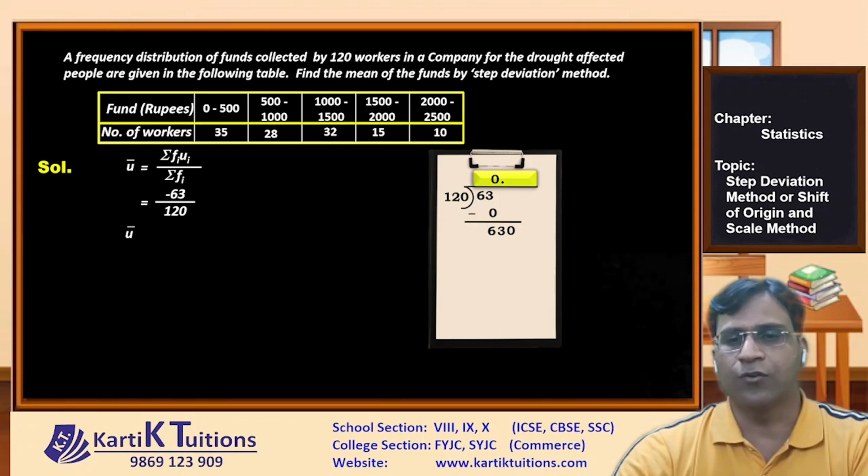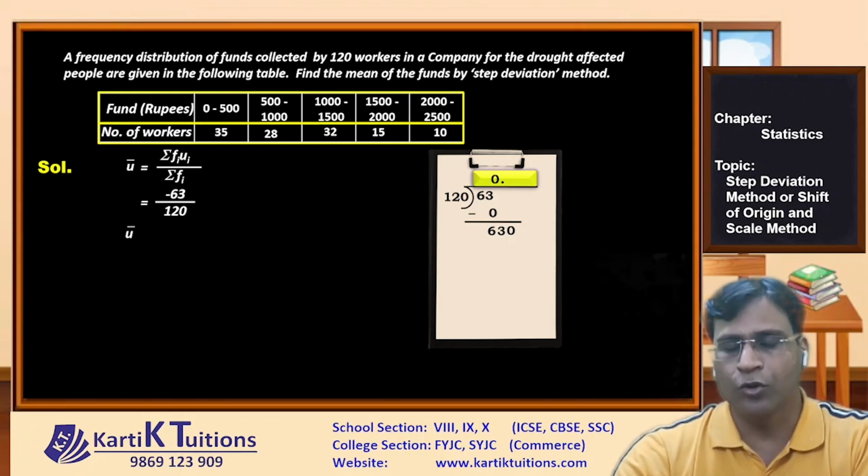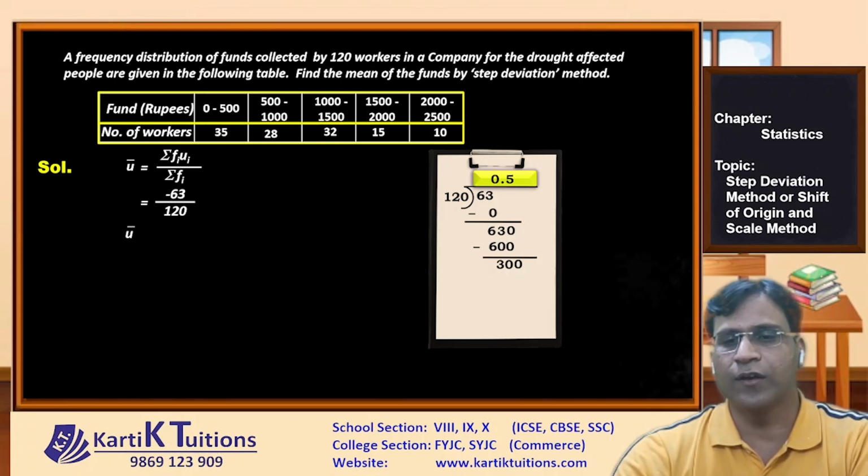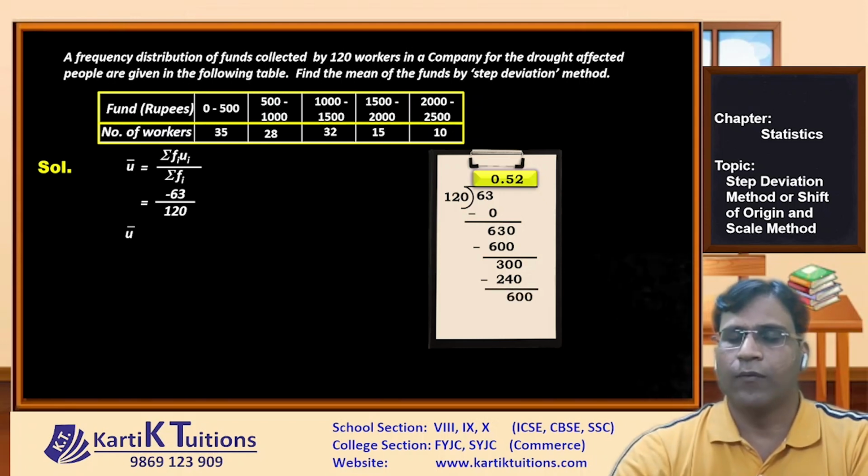Then we can add 10. Now we have to find the multiple of 120 such that its multiple has to be either equivalent to 630 or less than 630. Now 12 fives are 60, so 120 into 5 will become 600. So it is minus 600, which will give us 30. Now we can take 10 here. Again, 12 twos are 24, so 120 into 2 becomes 240. Now when you find the difference here, it becomes 60, and you can take 10. Now 12 fives are 60, so again we'll take 5, which will give us 600, and the remainder is 0.